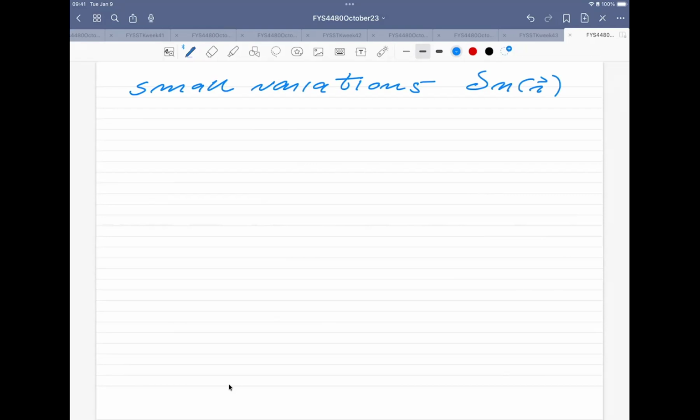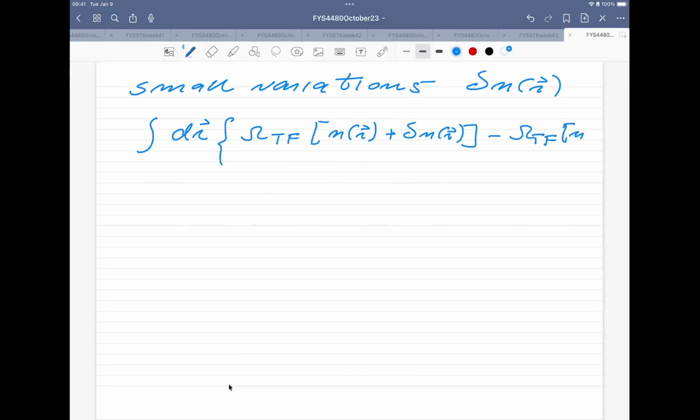And then what we want is obviously that this difference, which now expresses an integral over all the possible paths which we can take, given a small perturbation. Then we will have this functional TF here, which is now a function of n of r plus some delta n of r, minus the omega Thomas-Fermi as a function of density here. And we want to drive this difference to 0, to first order in delta.